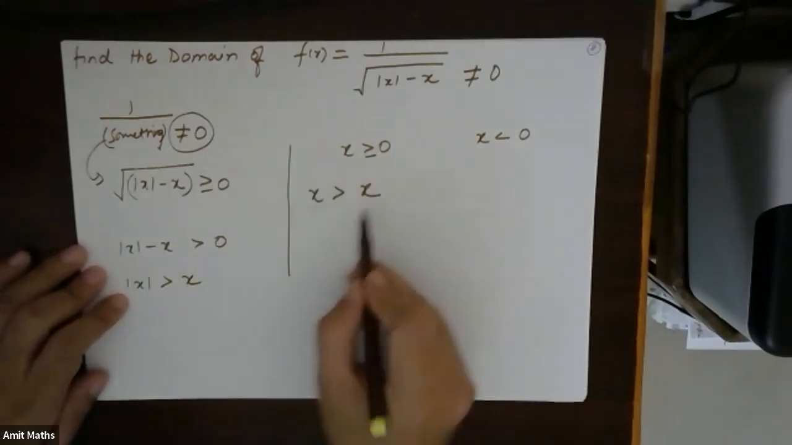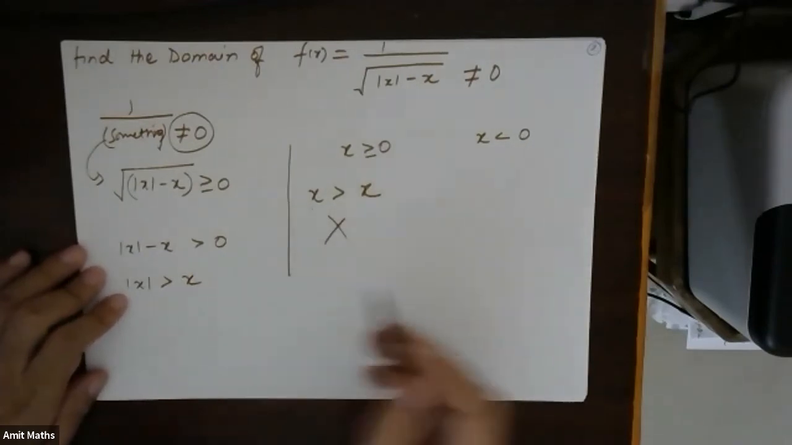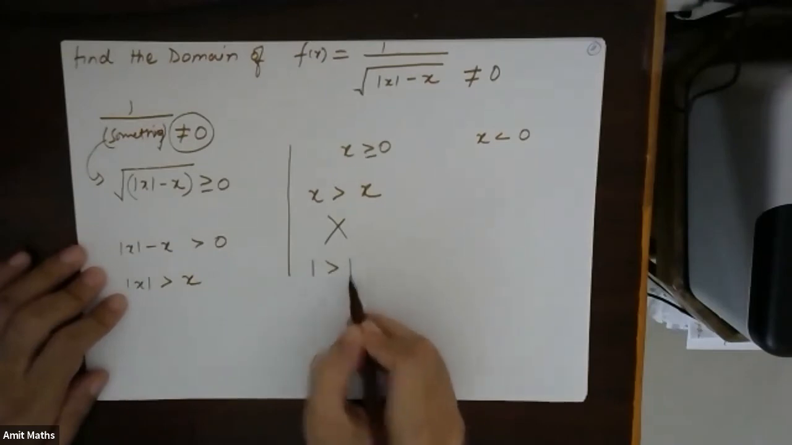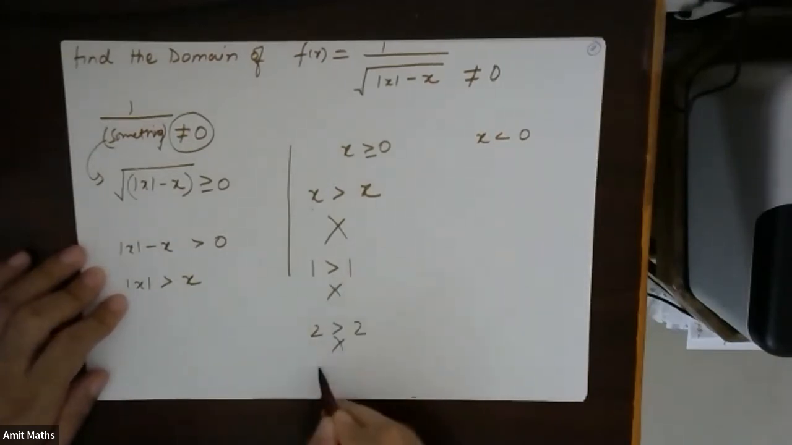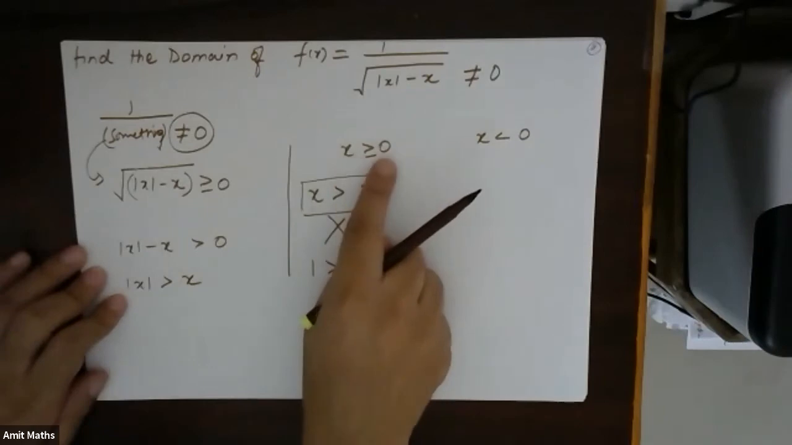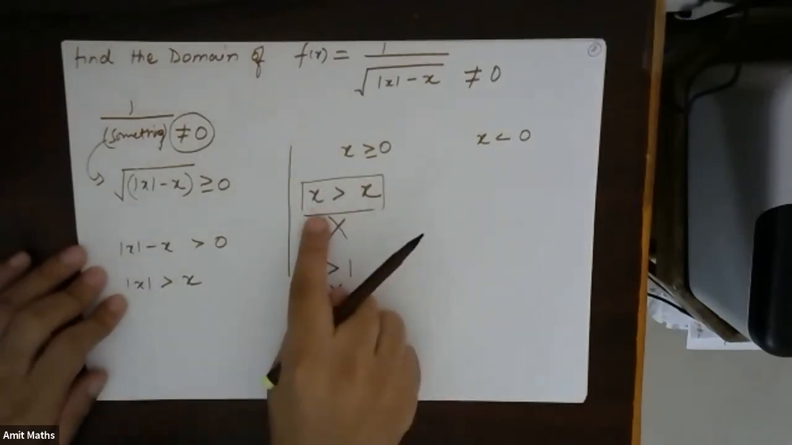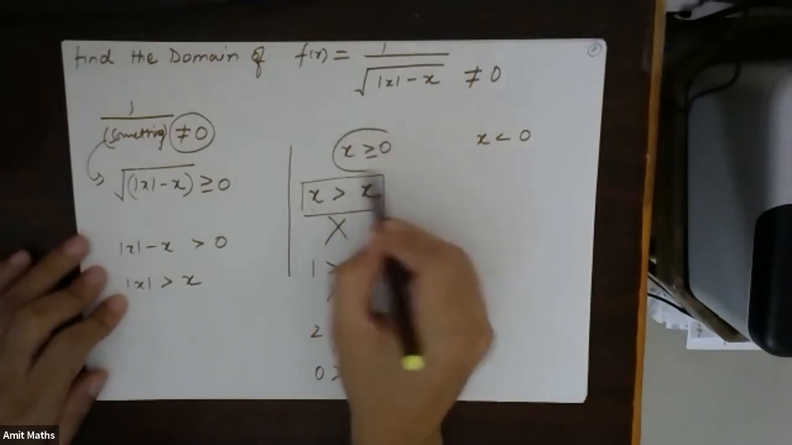Can a number be greater than itself? No. A number cannot be greater than itself. Like 1 cannot be greater than 1, 2 cannot be greater than 2, 0 cannot be greater than 0. So when we remove this mod when x is greater than or equal to 0, x will open as it is, so x cannot be equal to 0. So that means this cannot be the domain.